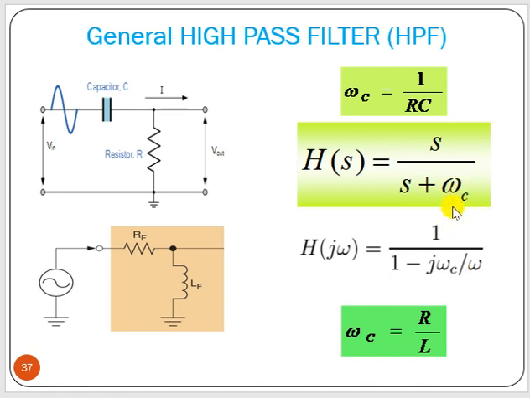So omega C by omega, and 1 by j, that is nothing but minus j. So we will get 1 by 1 minus j omega C by omega. Now from that point, what we can see is that if we put omega equal to 0 here, that means something by 0, something by 0 is infinity, 1 by infinity is nothing but 0. So we have 0 at omega equal to 0.